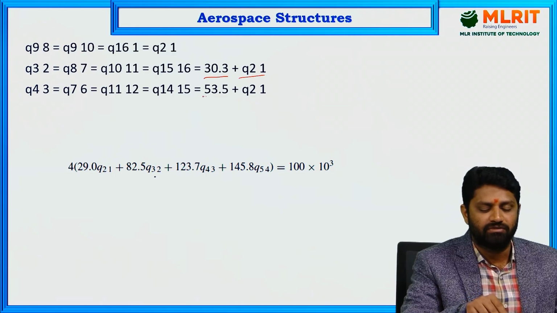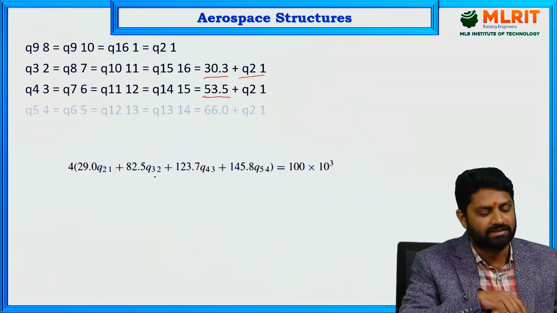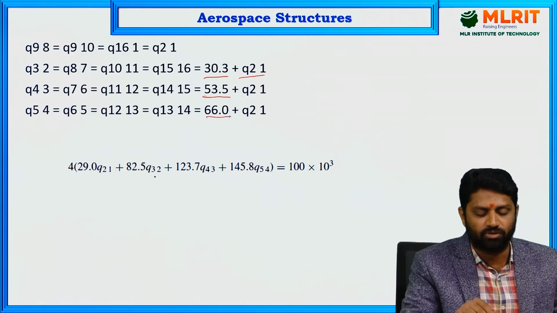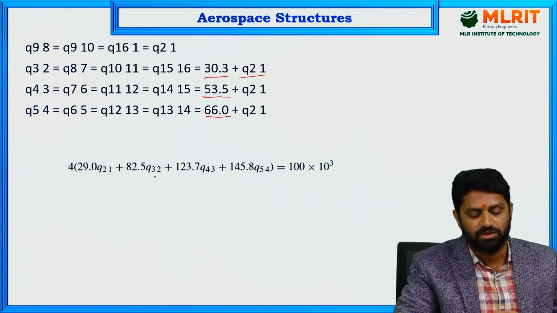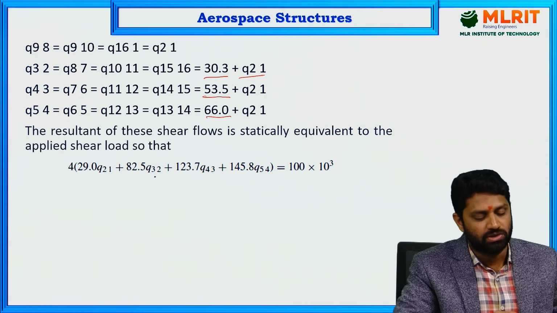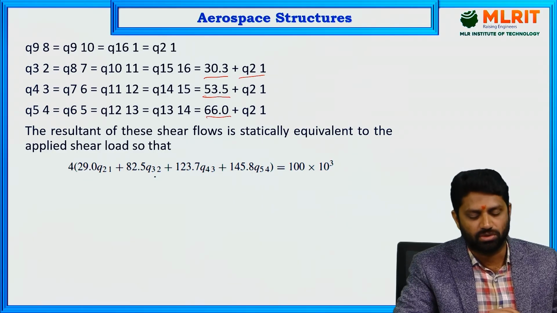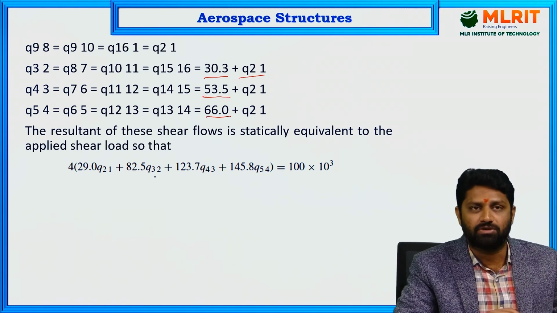Similarly, the next 4 shear flows, 4, 3, 7, 6, 11, 12, 14, 15 is equal to what we have to add, 53.5. Next 5, 4, 6, 5, 12, 13, 13.4, it is 66.0. So that we have to add for Q21. So the resultant of all these shear flows is statically equivalent to the applied shear load. So we have to consider the resultant due to all these shear flows, and that must be equal to the applied shear load.